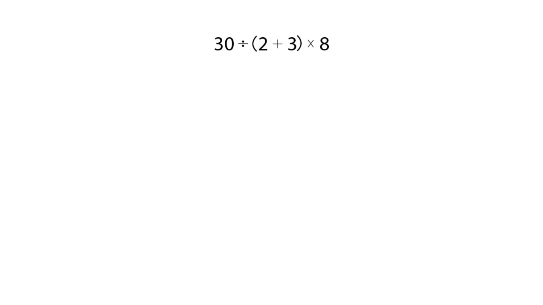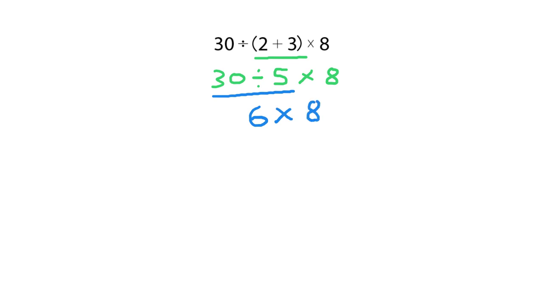All right, according to order of operations, we need to start here in the parentheses, 2 plus 3. 2 plus 3 is 5. And I'm going to rewrite the rest of the equation exactly as it is, 30 divided by 5 multiplied by 8. And according to order of operations, division and multiplication are equal. So I'm going to do whatever comes first, working from left to right. I'm going to do 30 divided by 5. 30 divided by 5 is 6. And I'm going to rewrite my multiplied by 8. 6 times 8 is 48.